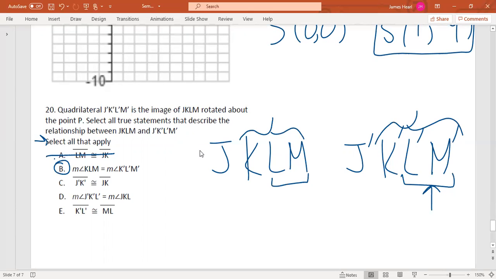The segment J prime K prime should match the segment JK, absolutely. The angle J'K'L' should match up to the angle JKL, absolutely. K'L' should match up to ML. No, it shouldn't. Those don't match up, leaving B, C, and D to be the only answers on the list.